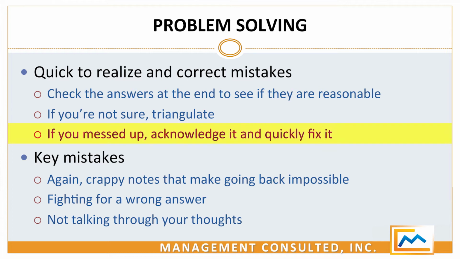Some key mistakes that we see in this area are the following. First of all, crappy notes make going back impossible. So you have to make sure you're taking clear notes in the process. The second thing is fighting for a wrong answer. If I question your answer at the end, you want to make sure that you also question your answer.